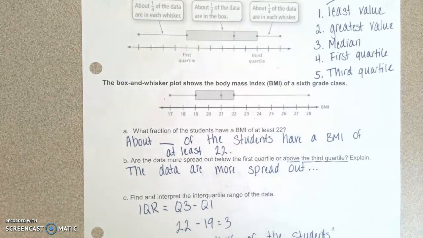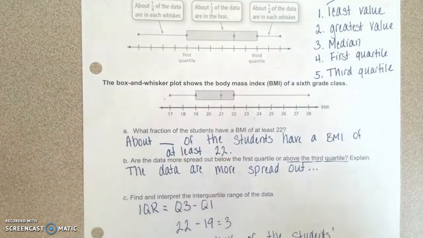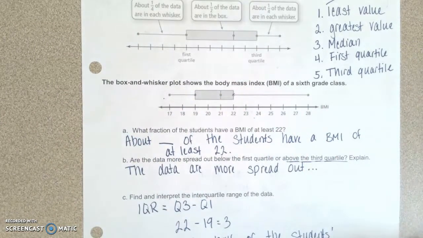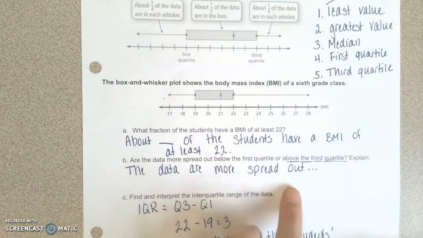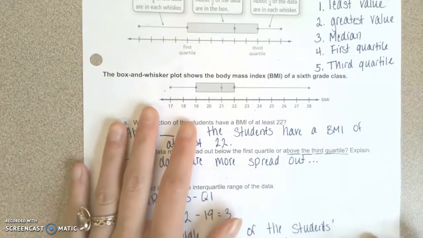And then, are the data more spread out below the 1st quartile or above the 3rd quartile? And explain that. So in this case, if we look at your whiskers, whichever whisker is longer is where your data is more spread out. It's got a wider range. So since this right whisker is definitely longer, that's above the 3rd quartile, so we would say the data are more spread out above the 3rd quartile because the right whisker is longer.